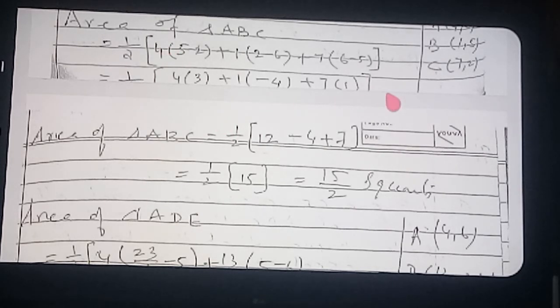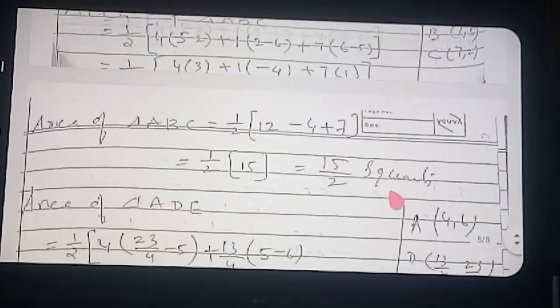Direct application only, nothing else you have to do. Apply and find out. How much did you get? Half into 12 minus 4 plus 7. 12 plus 7, 19. 19 minus 4, 15. So 15 by 2 square units we got.